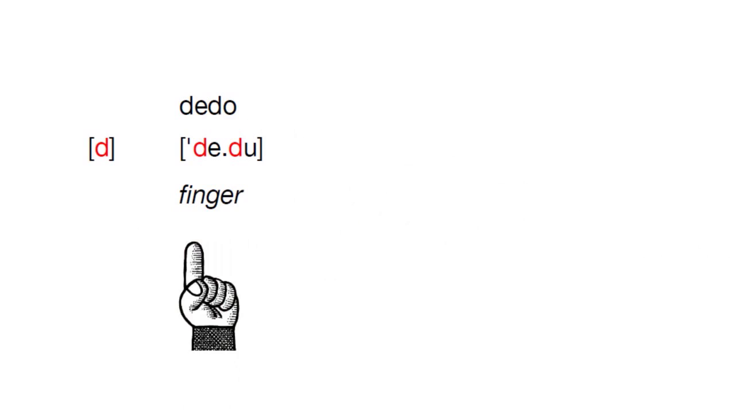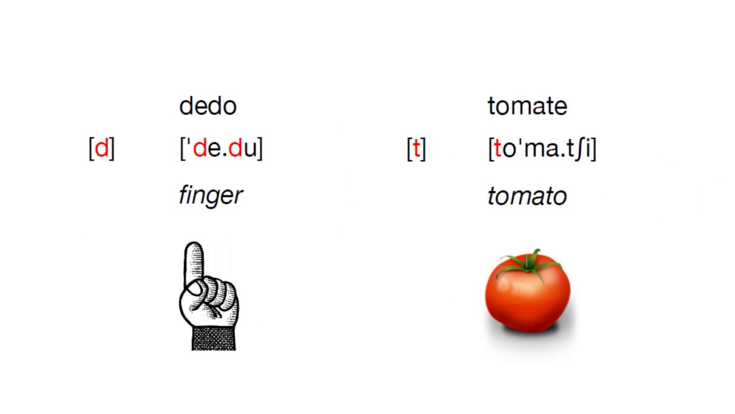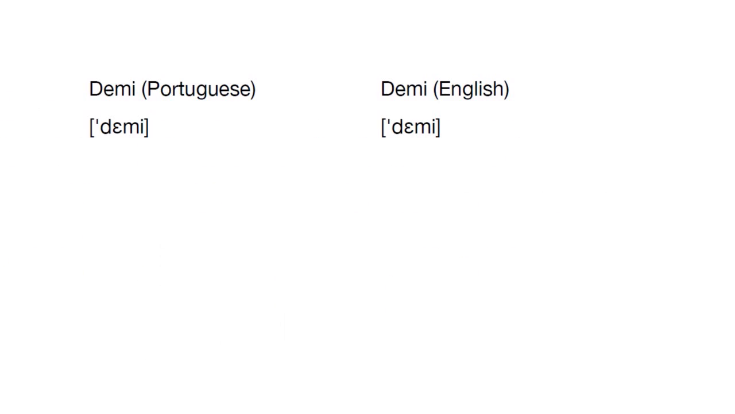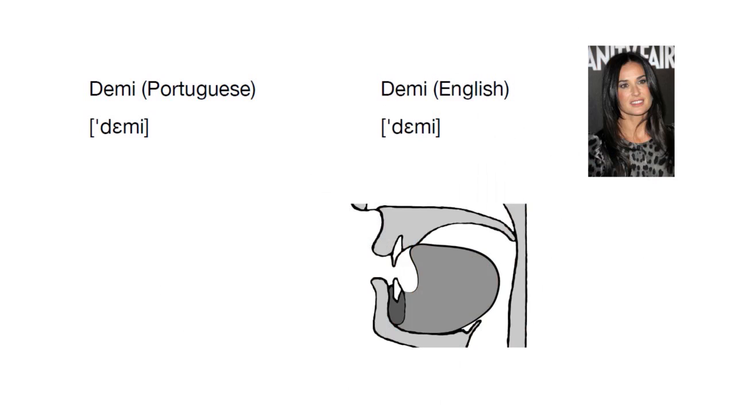There are 5 consonants in Portuguese that are slightly different from their English counterparts. And we'll start with that Portuguese D and T. There's D as in dedo and T as in tomate. If you're comparing the D's in English and Portuguese, you can say de mim and demi. If you pay close attention, you'll notice that in the English word, demi, the very tip of your tongue hits the alveolar ridge, that ridge right behind your upper front teeth.